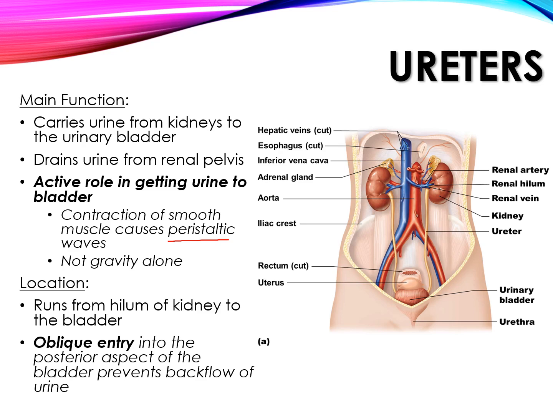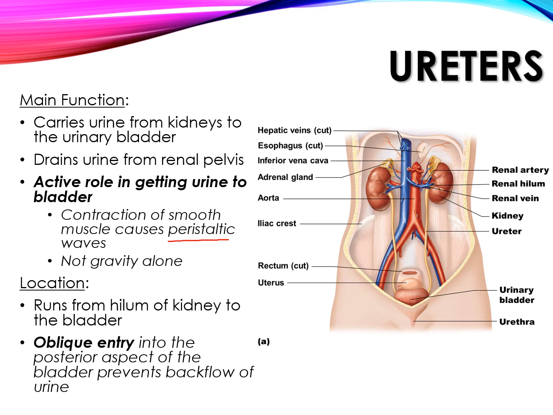So there is a smooth muscle in the ureter which is causing a peristaltic wave. So essentially it's very similar to our intestines, right? So it's going to squeeze the urine from the kidney to the bladder. It's not just gravity alone, right?